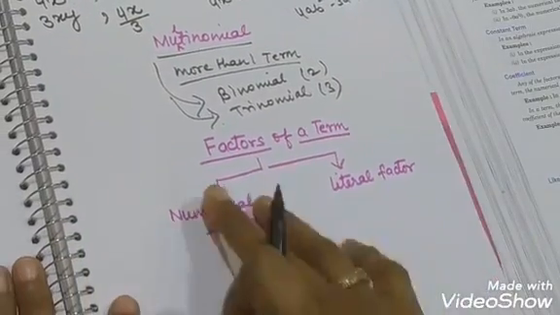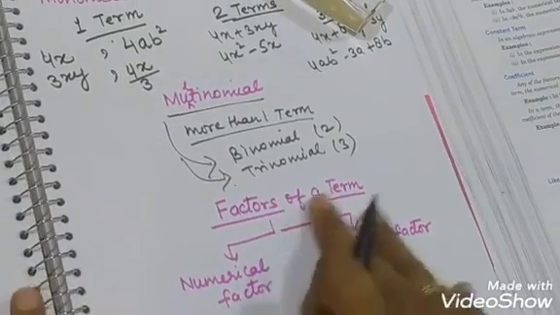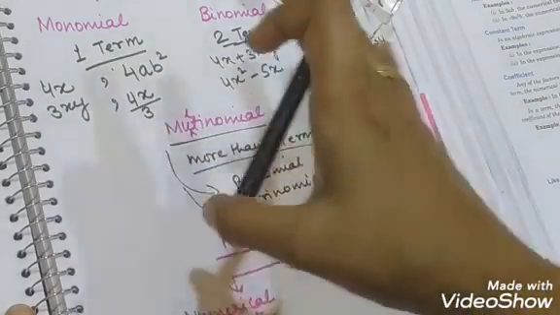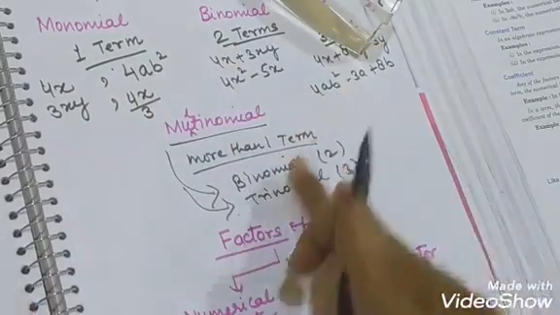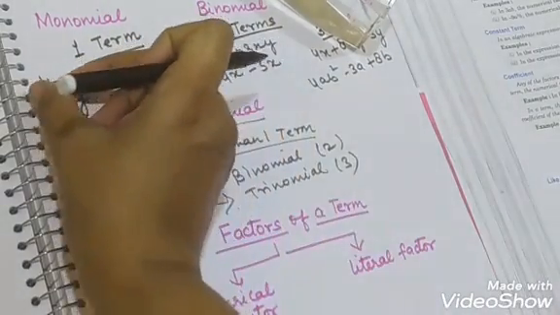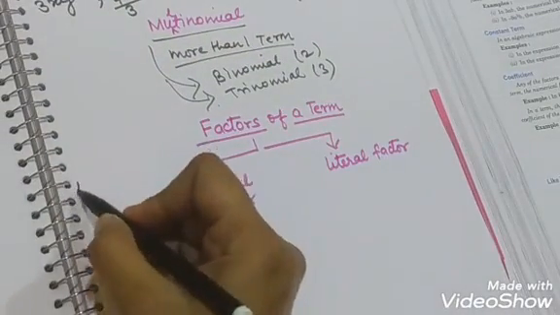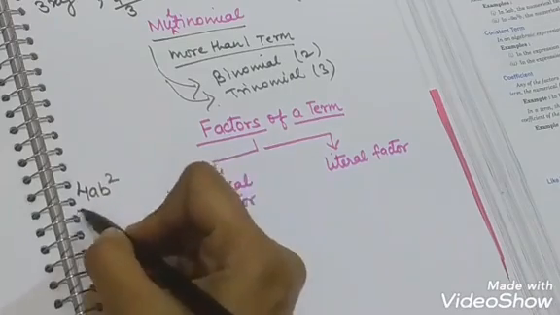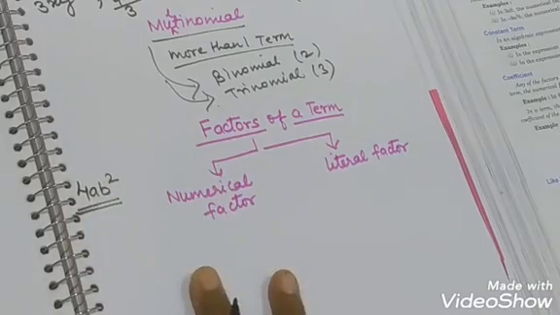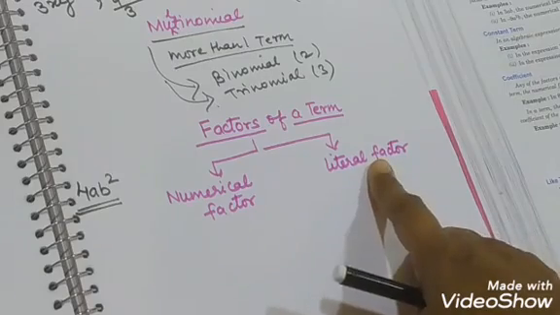Now we will discuss factors of a term. Factors of a term means, we have just discussed that algebraic expressions having one term, two terms, three terms are called monomial, binomial, trinomial, and multinomial having more than one term. So this term, suppose I take the term 4ab square. This is a monomial. Okay, in this term, one is called numerical factor and another is called literal factor.